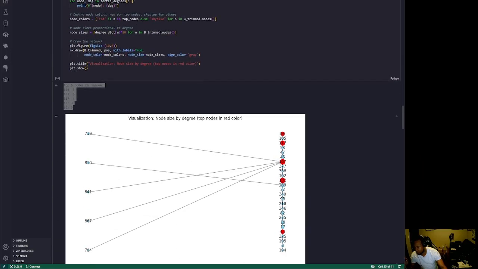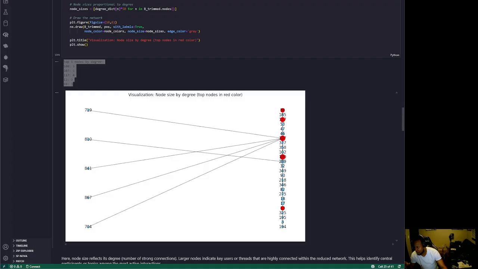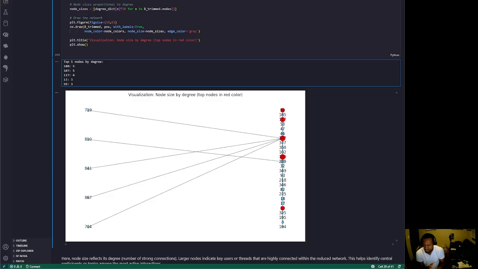So when we go down to the next graph, we have the top 5 nodes by degree, which are 100, 107, 117, 13 and 59. What we can see in this graph is that it highlights the most connected nodes in the widget's Facebook-like forum network. The node size represents each node's degree, or the number of connections it has, while the red color marks the top nodes by degree.